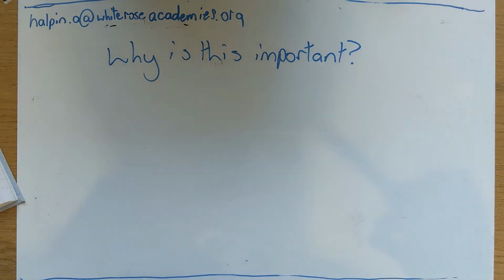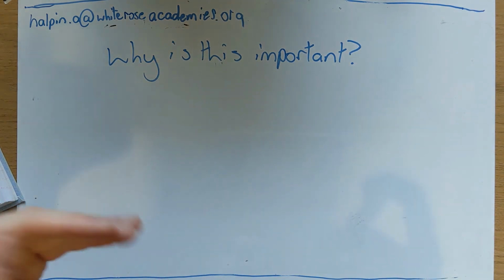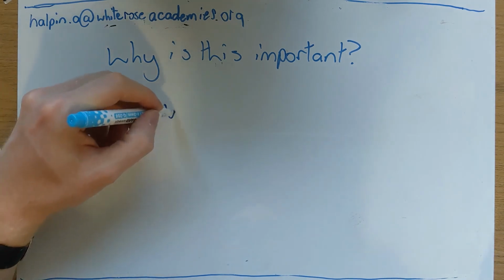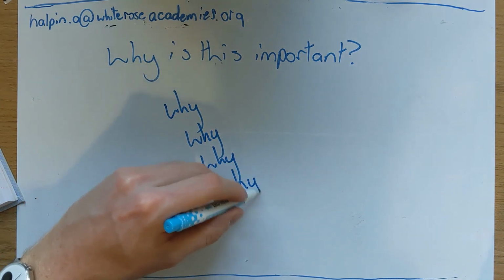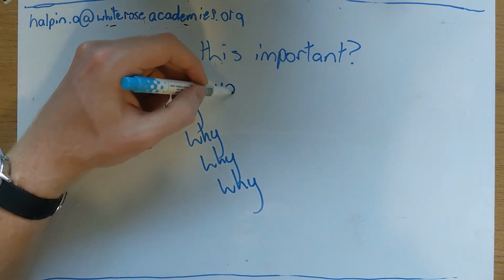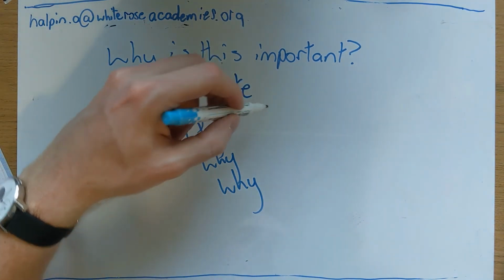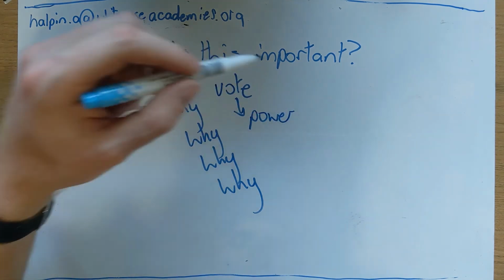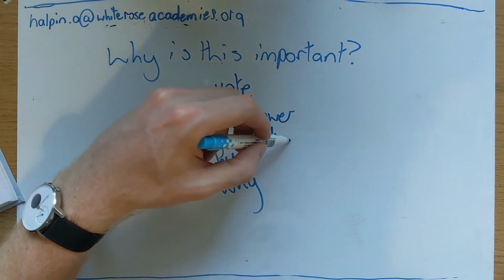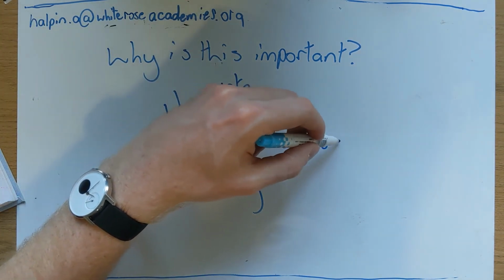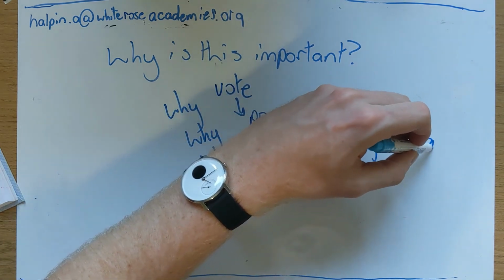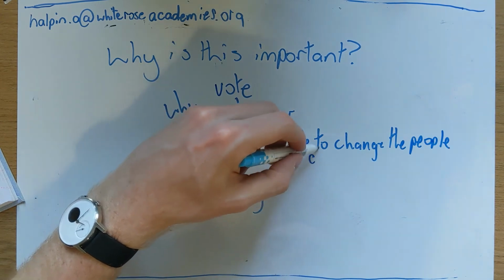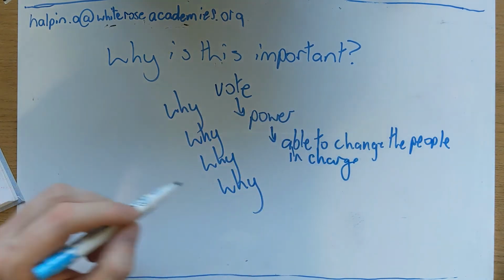So it's massively important. But when I'm asking why, you have to constantly explain. You have to constantly ask yourself why. Why? Why? Why? So why is this important? Women got the vote. Why is that important? They had more power. Well, why did they have more power? They were able to change the people in charge. Why is that important?